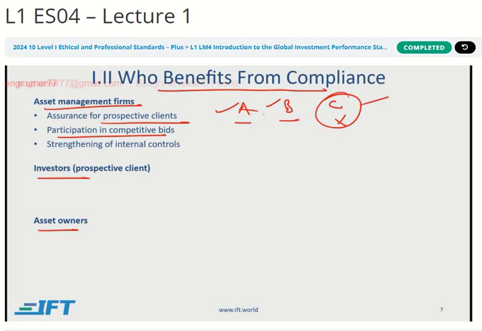Participation in competitive bids. There might be many situations where investment firms are competing for business, and there will be several clients, especially large institutional clients, who will require that the firms that are participating in this competitive process should be GIPS compliant. Also, as a firm becomes GIPS compliant, that leads to the firm strengthening its internal processes and internal controls.